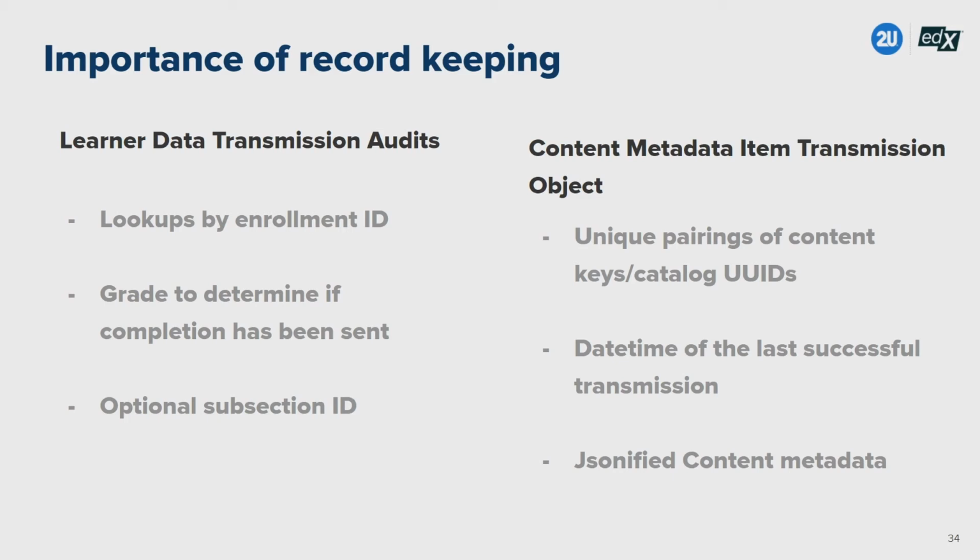On the learner data side, we have lookups by enrollment ID. So we need to know, hey, this enrollment has been sent or not. We have the grades that were sent under that enrollment. And then if it's an assessment, we save the subsection ID as well. I think it's pretty obvious why.